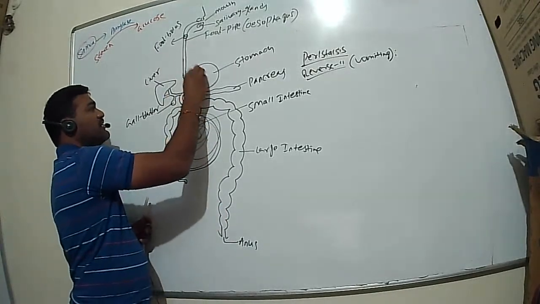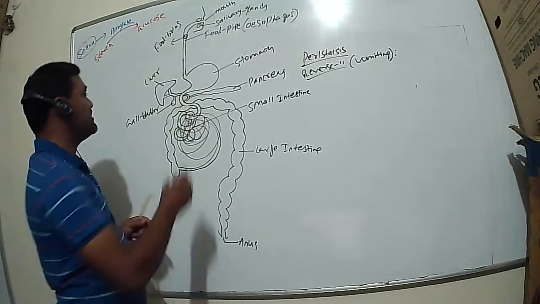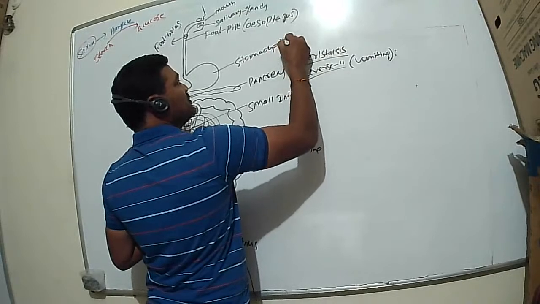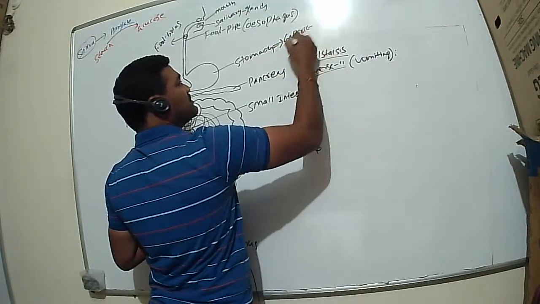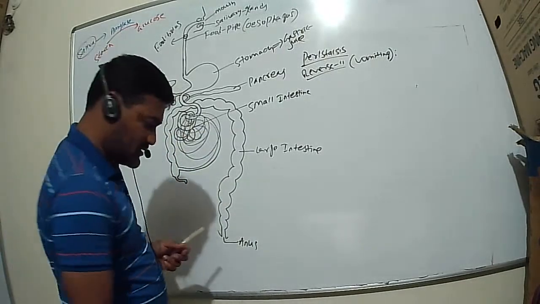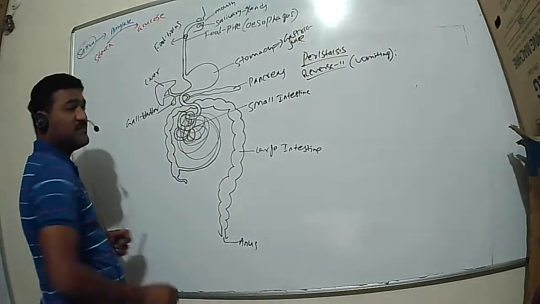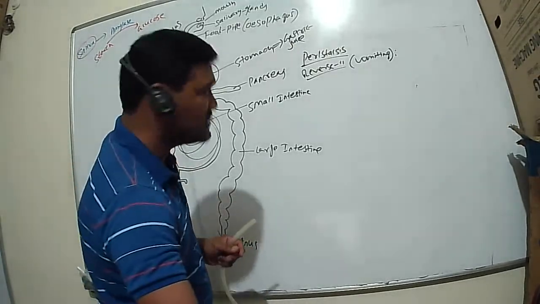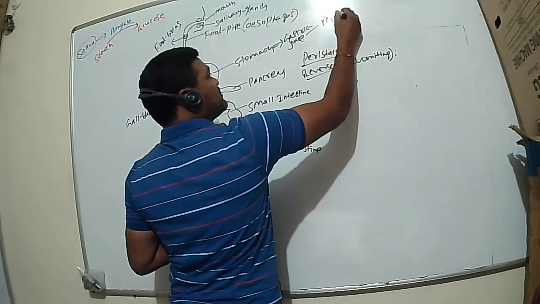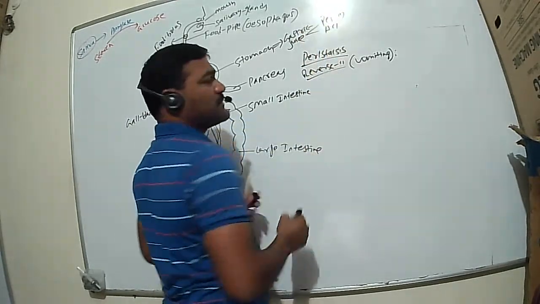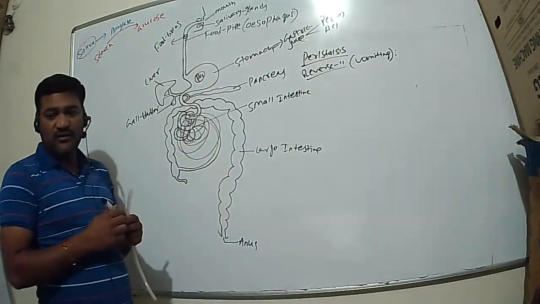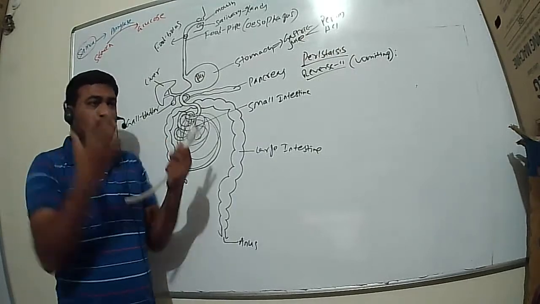Now the food has finally reached the stomach. The stomach releases one digestive juice, which is called gastric juice. This gastric juice contains pepsin, which breaks proteins. It contains HCl also. So why does the stomach release HCl? Because this HCl maintains the acidic atmosphere in the stomach.